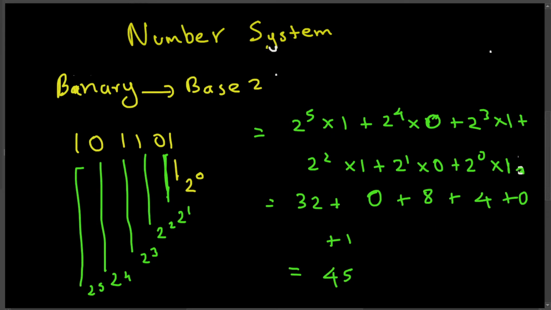So if you have a question like this, let's say the question is asking 101101, and they have given the base 2, convert this one into base 10. The answer is 45. That's how we do it.